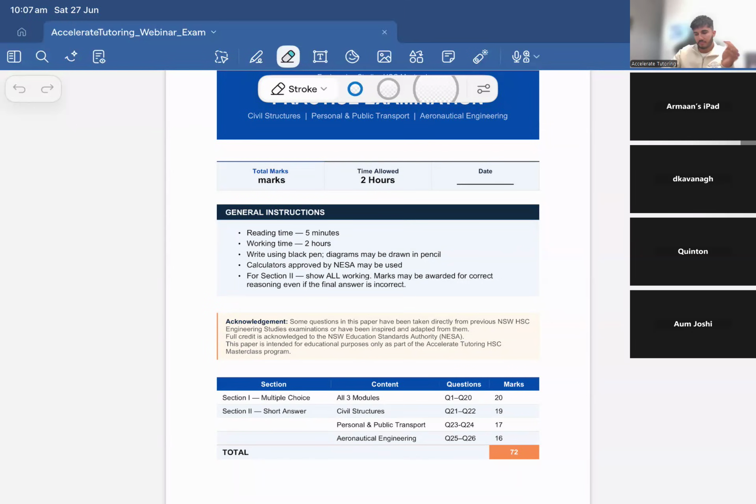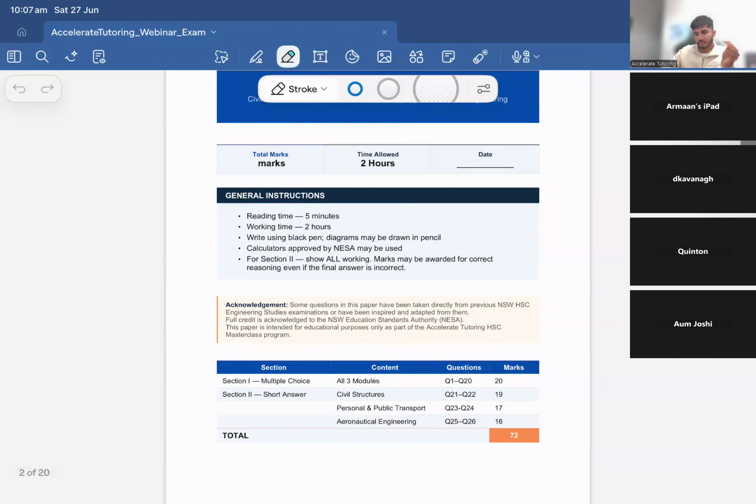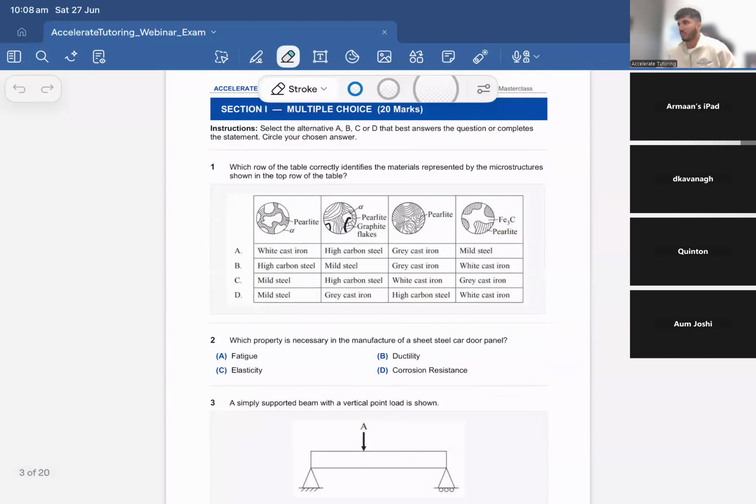Of course, the only difference from this paper to what your trial paper would be is that they might ask questions about that. Otherwise, no real difference. Excellent. All right, so let us get started with the exam then.